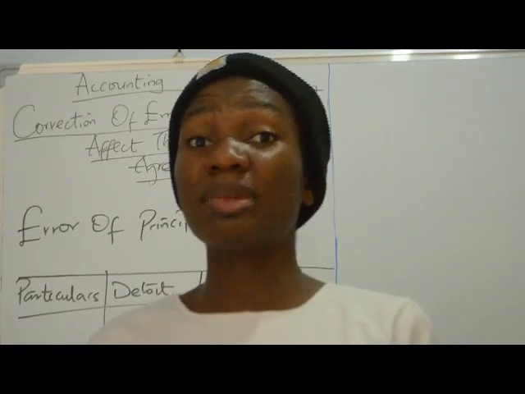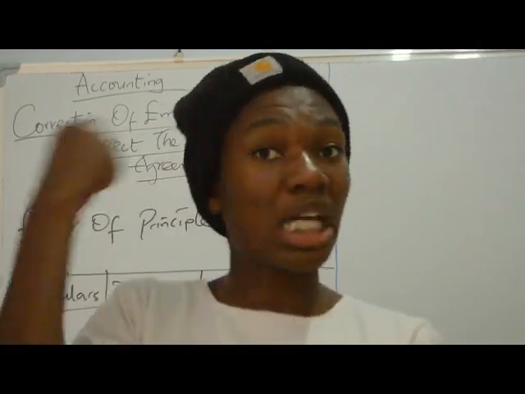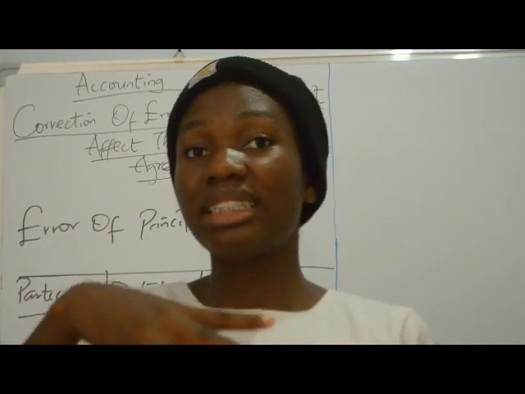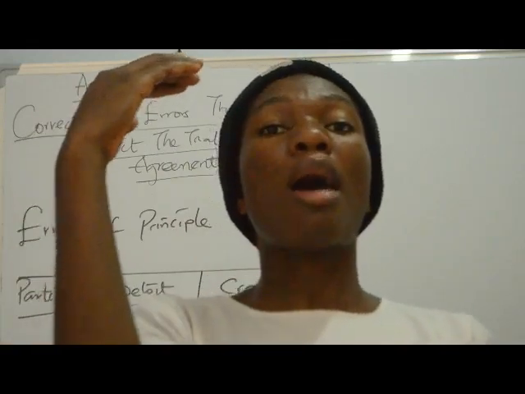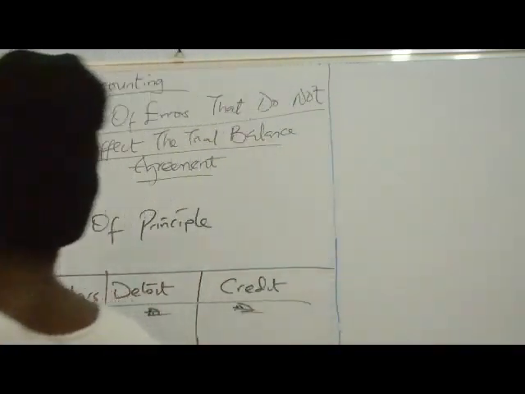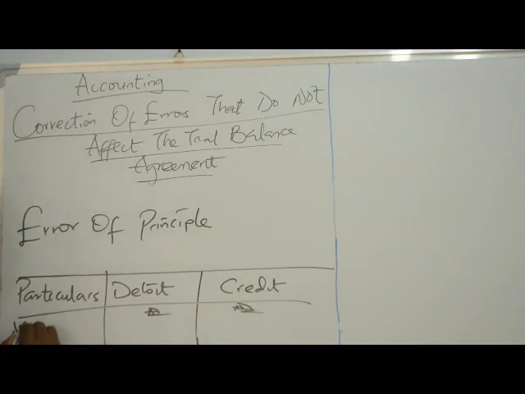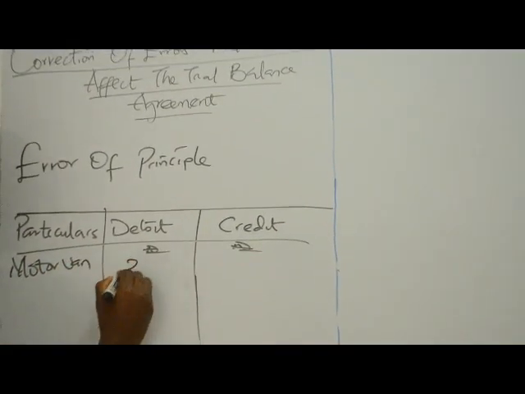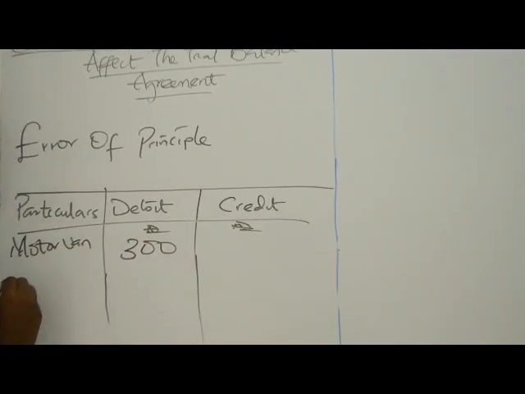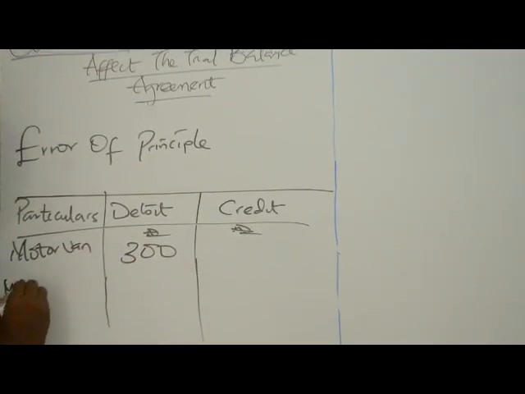Since our motor expenses account was debited, in correcting this error we'll be crediting our motor expenses account. In other words, we are removing our money from there. When we credit it, the two entries will cancel out each other. Then we take it back to our motor van account, so our motor van account will be debited with the actual amount of 300 naira, and we'll be crediting our motor expenses account.